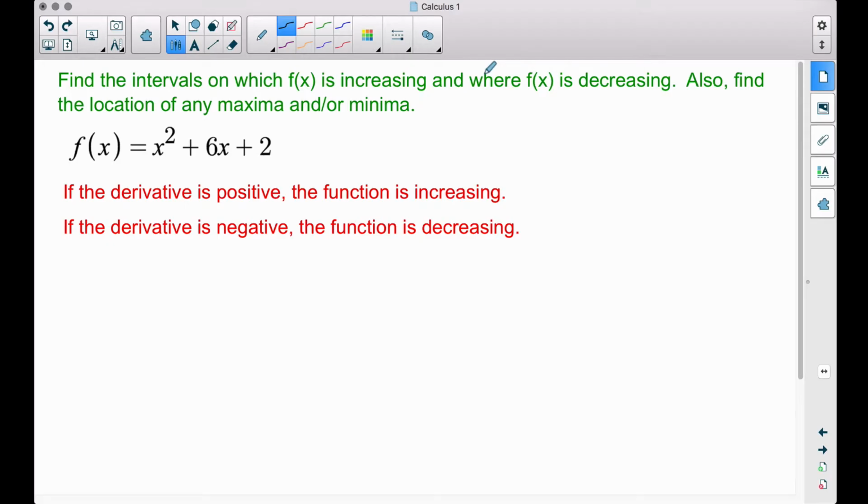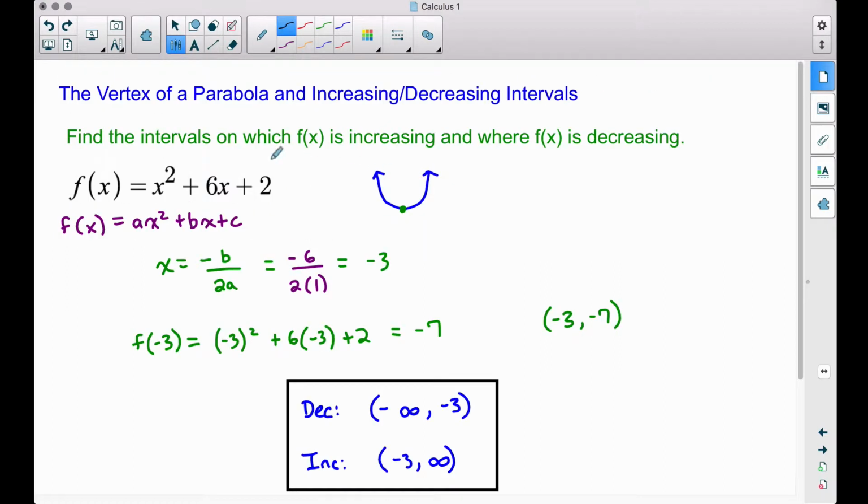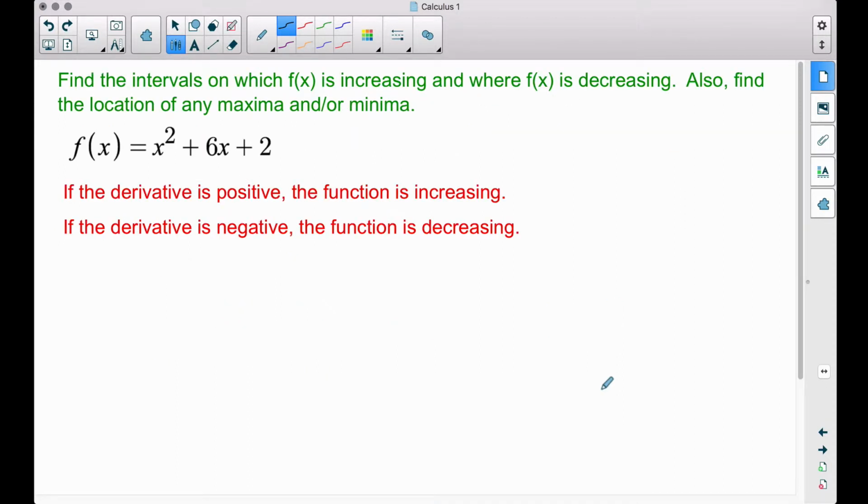In this video, we're going to take the calculus approach to finding the intervals of increasing and decreasing of f of x, and we're also going to determine the location of any maxima or minima. Now, the calculus approach is a bit different than the algebraic approach. If you have not watched part 1, I encourage you to check that out, where I go over some of the basic algebraic steps to do the same thing that we're going to do here.